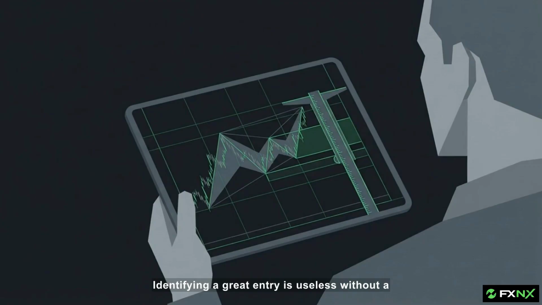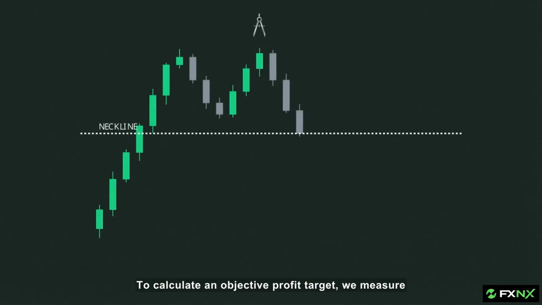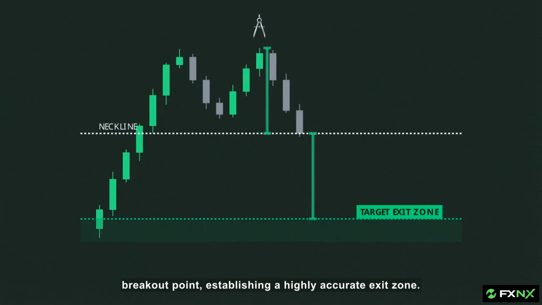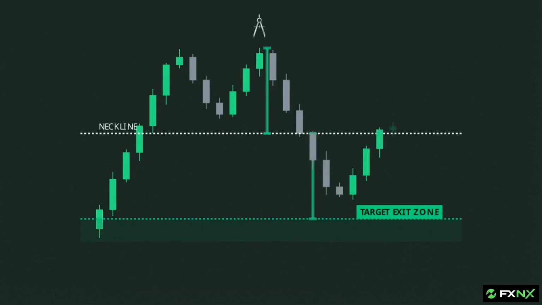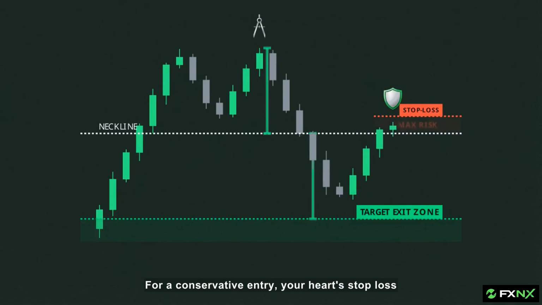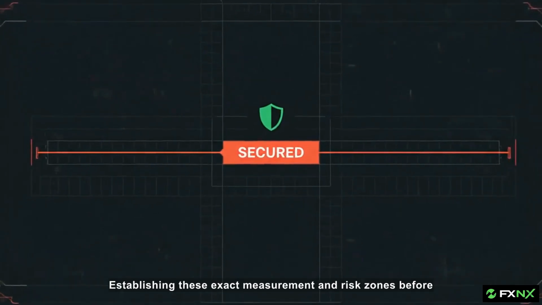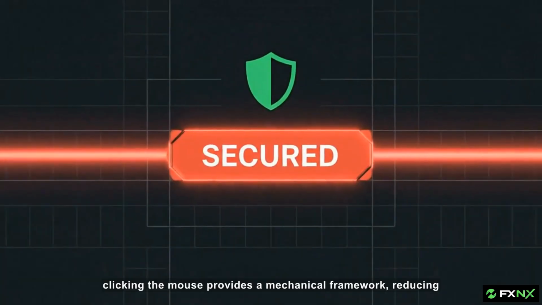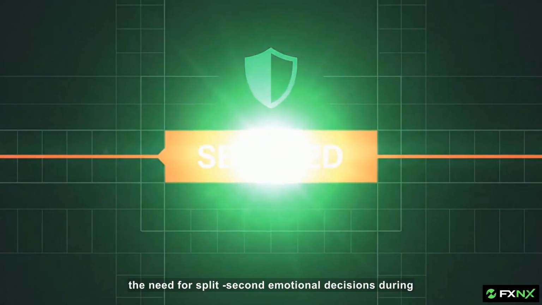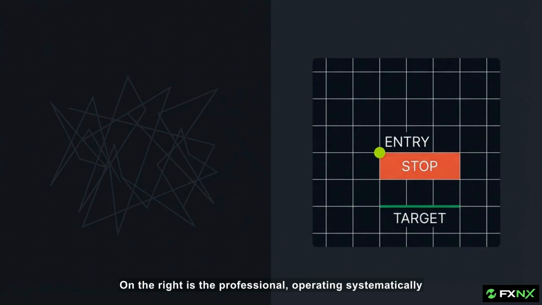Identifying a great entry is useless without a rigid, predefined mathematical framework for exiting the trade. To calculate an objective profit target, we measure the vertical distance from the pattern's peak straight down to the neckline. We then project that distance downward from the breakout point, establishing a highly accurate exit zone. For a conservative entry, your hard stop-loss boundary is positioned just above the specific peak of that neckline retest to protect your capital. Establishing these exact measurement and risk zones before clicking the mouse provides a mechanical framework, reducing the need for split-second emotional decisions during the trade.